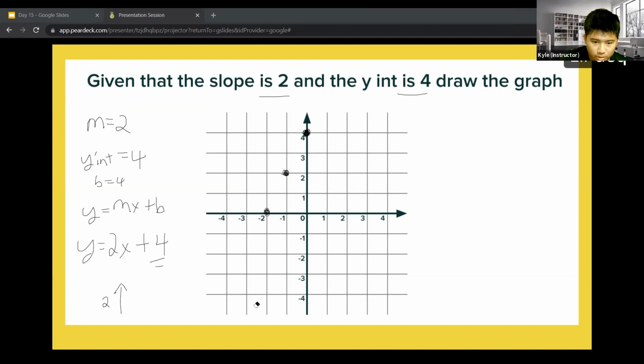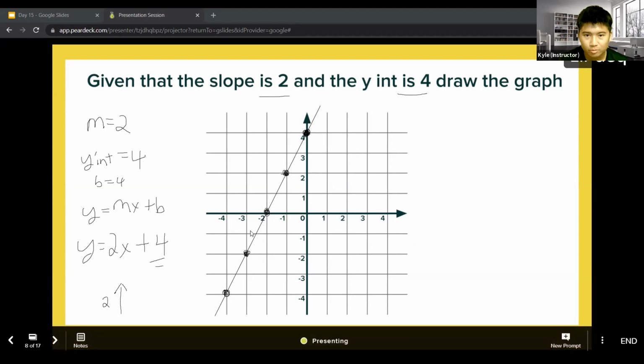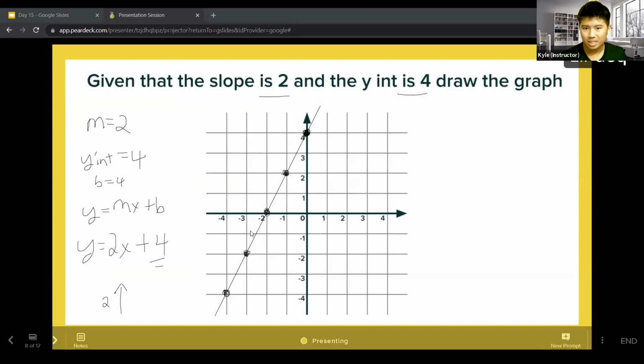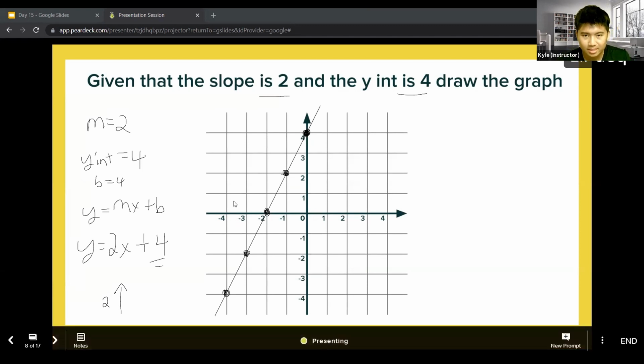So let me put in the points for the rest of this graph. Then let me draw a straight line through all of this. Okay? So basically we can use the slope and the y-intercept to create our equation if we don't get the equation from the problem initially. Does that make sense?